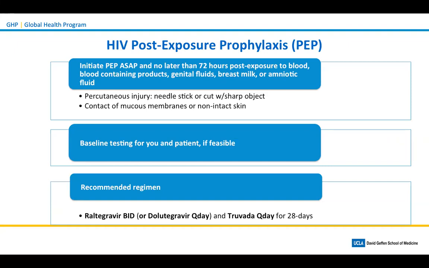With regard to HIV Post-Exposure Prophylaxis, or PEP, please initiate it as soon as possible and no later than 72 hours post-exposure to blood, blood-containing products, genital fluids, breast milk, or amniotic fluid. If feasible, you should undergo baseline testing for yourself and your patient, again, if feasible. The recommended regimen includes raltegravir twice a day or dolutegravir daily and Truvada daily for 28 days.